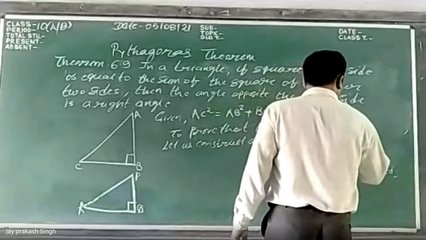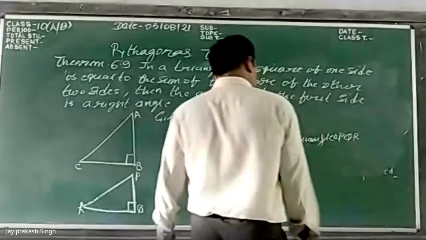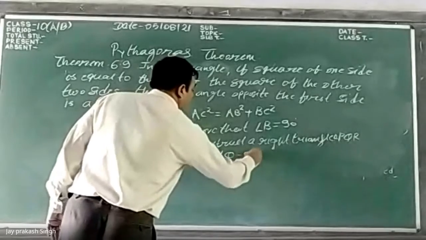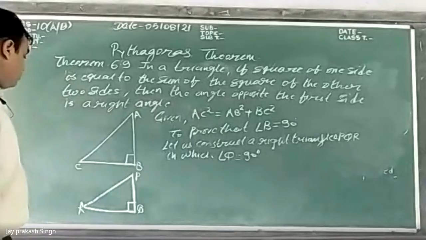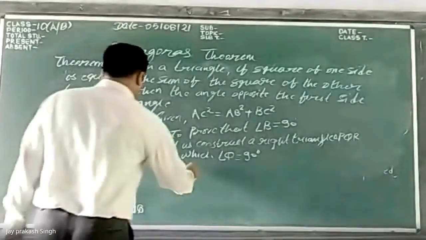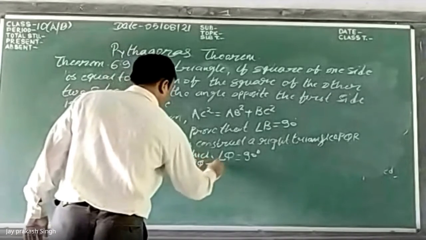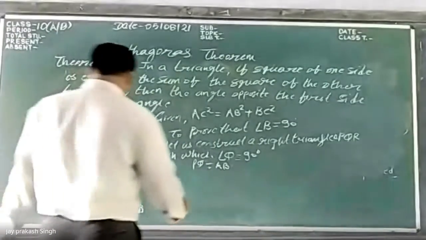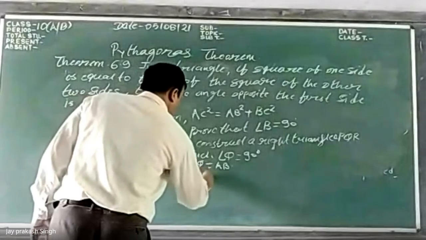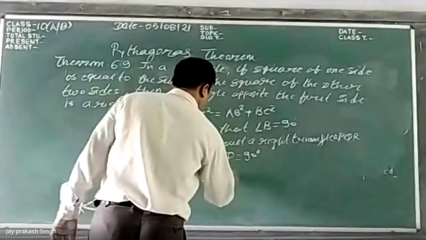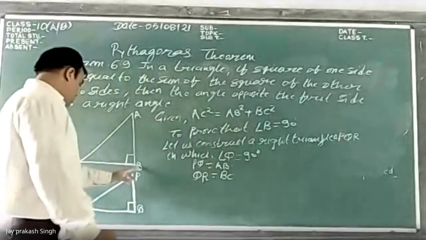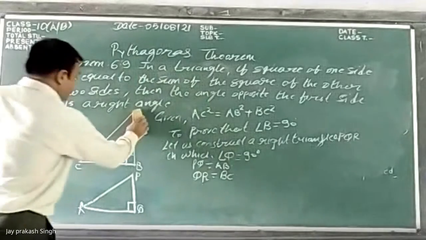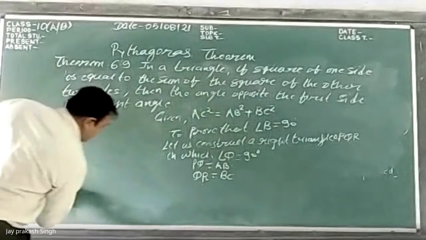PQR, in which angle Q equals 90 degrees, and we can construct PQ equal to AB and QR equal to BC. In the figure it is not clear that they are equal, but I am drawing them equal in shape as we have taken equal sides.